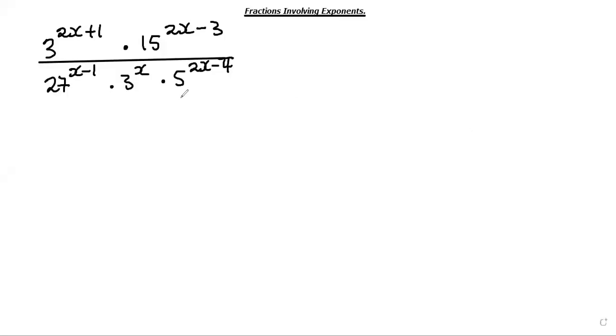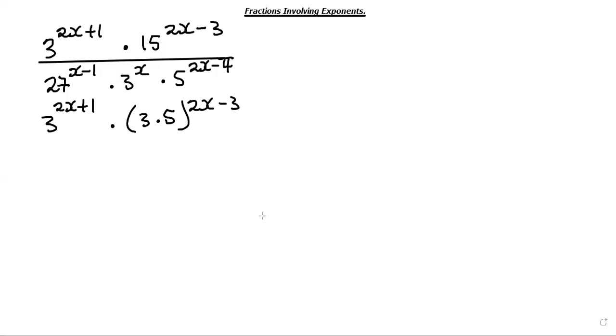So let's say they ask you to simplify this one for 4 marks. Now, the first thing you do here, you write the first one as it is, 3 to the 2x plus 1. Then you come to this 15. You realize that you can't write 15 in exponential form, but the best you can do is to write it as a product of its prime bases. So that's what you do.